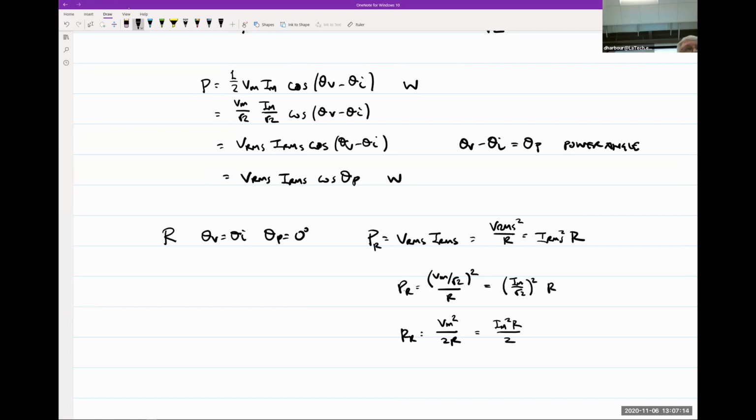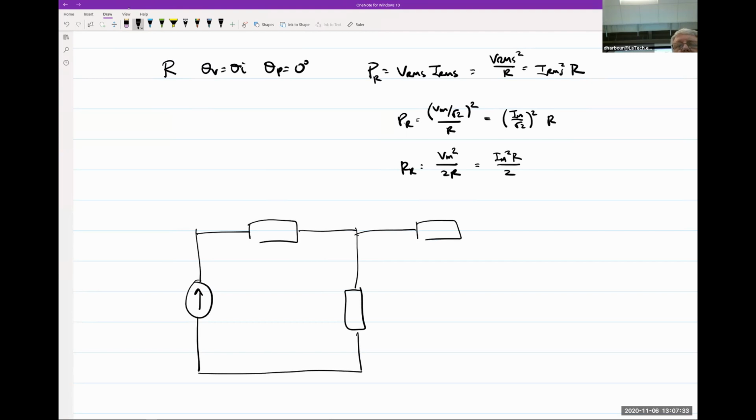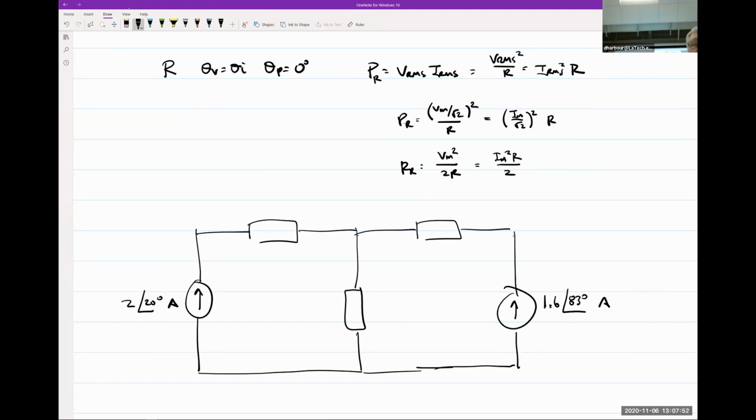So let's look at this in a circuit problem, then just sort of see how these things play out. If we have a circuit here with 2 current sources and some impedances, suppose this one over here was 1.6 at 83 degrees amps. And this one over here was 2 at 20 degrees amps.